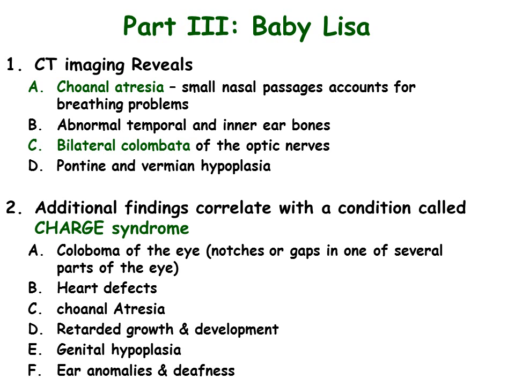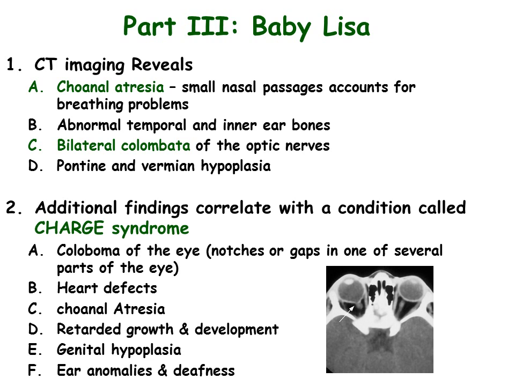coloboma. Not quite sure where the emphasis is on this. But these are simply notches or gaps in one of the several parts of the eye, the heart defects, the choanal atresia, retarded growth and development, genital hypoplasia, and ear anomalies and deafness. And this is just showing you the coloboma. And there's a little notch in here if you look really closely.